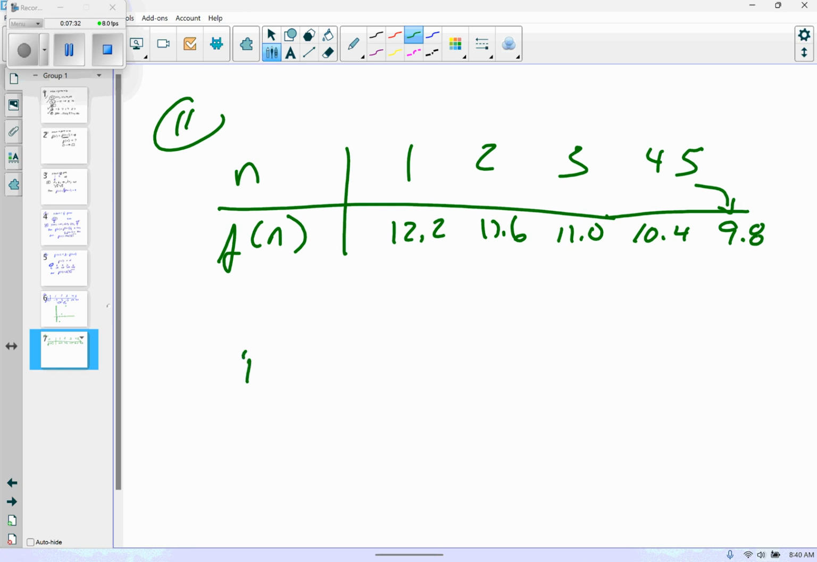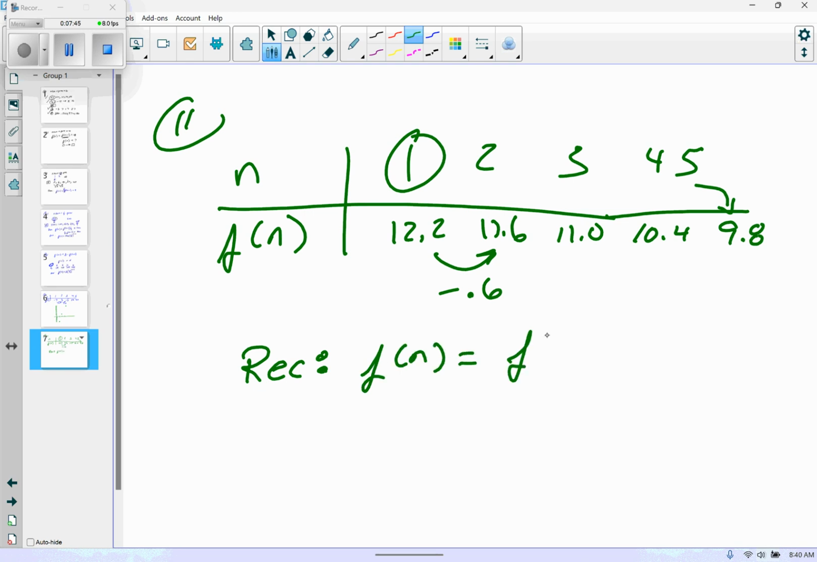And they just want us to write the recursive. Okay, because I'm starting with a 1 here, I have to have an n minus 1. So we're subtracting 0.6. So I'm going to go f at n equals f at n minus 1. And we can just do multiply by the 0.6 out front. And then we're going to go ahead and have my first term be 12.2.